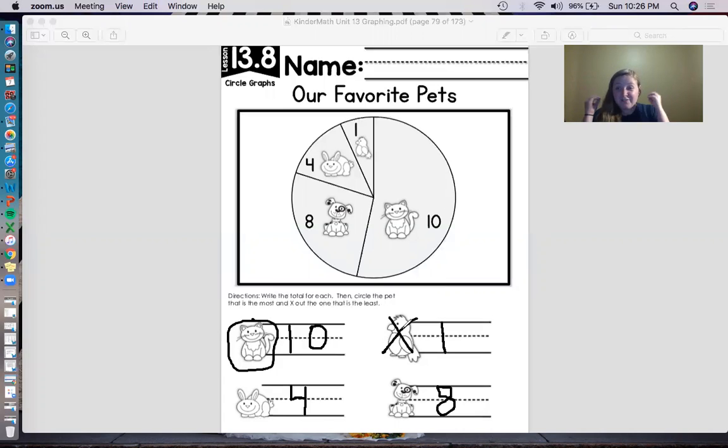Awesome job taking the information from the circle graphs and answering questions. So let's review a circle graph again. Remember, a circle graph is just a different way to show data from a survey. So how many kids liked cats? 10. How many liked the birds? 1. How many liked the rabbits? 4. And how many liked the dog? 8. All right, so when you're all done with this, I want you to flip over and go to the fluency page.